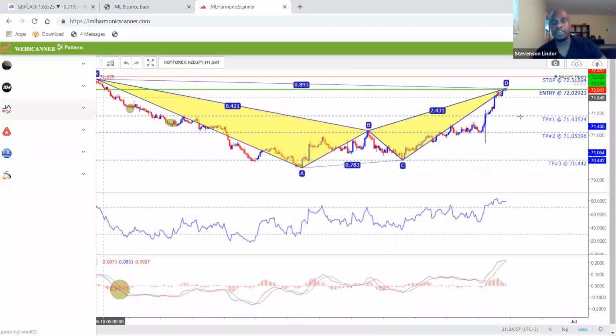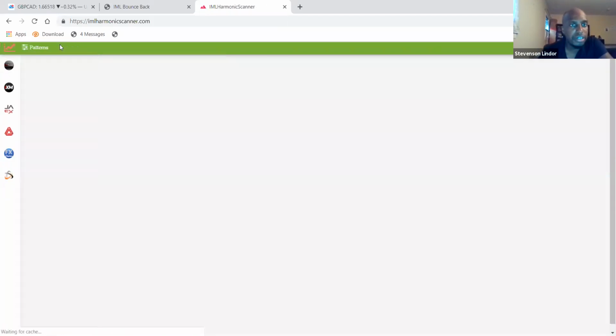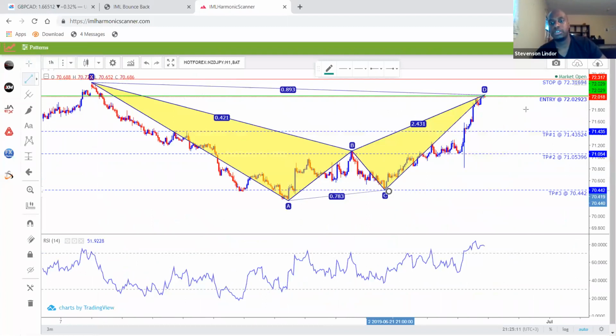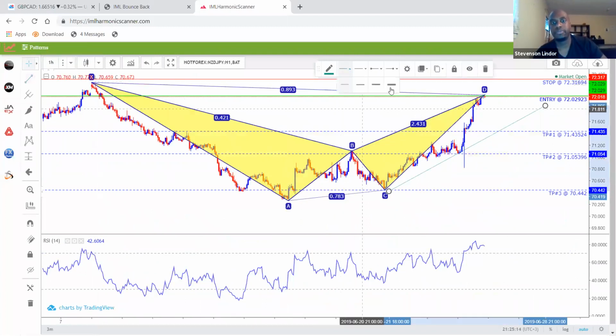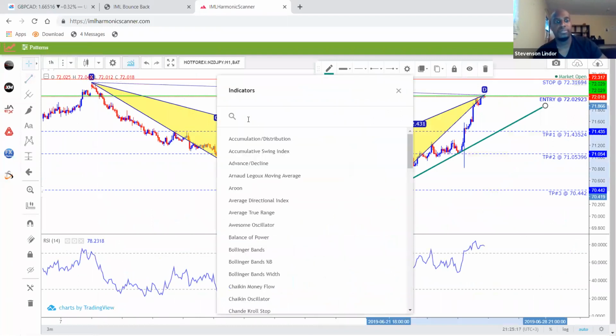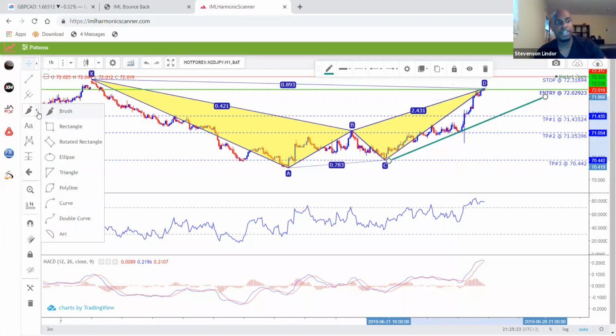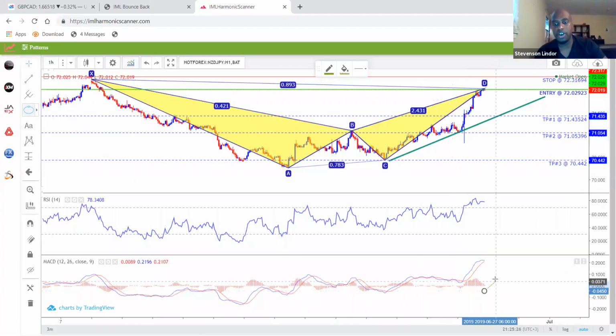But same rules, right? If I apply trend line, again, I'm looking for, if I'm looking to sell, by default, I should get this MACD crossover, right? Break of trend line, MACD crossover. Now I'm comfortably selling. And then again, the harmonic scanner, great for scalping. I already got my take profits here.